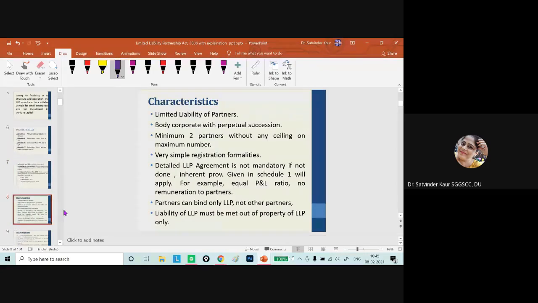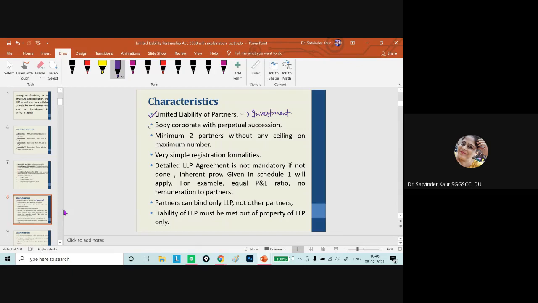Generally, a question is asked with respect to the features, characteristics, or what we understand by a limited liability partnership. In this particular case, the very first feature is the limited liability of the partners. Limited liability of the partners means that whatever they have invested in the organization, up to the amount of investment is their liability. Their personal assets or personal belongings cannot be attached for the same.